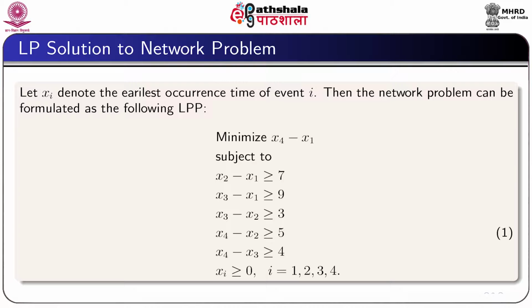Here the right hand quantities of the constraints denote the activity times. Obviously, all the variables x_i's are non-negative. So, if we want to solve this problem by using simplex, we have to convert this minimization problem into a maximization problem, and then we have to convert the constraints into equations by introducing surplus variables and, if needed, artificial variables.